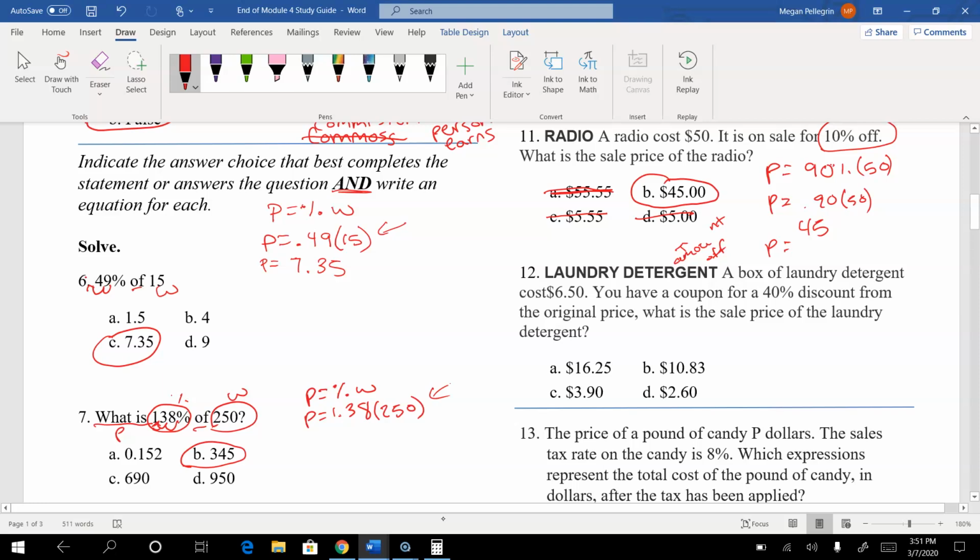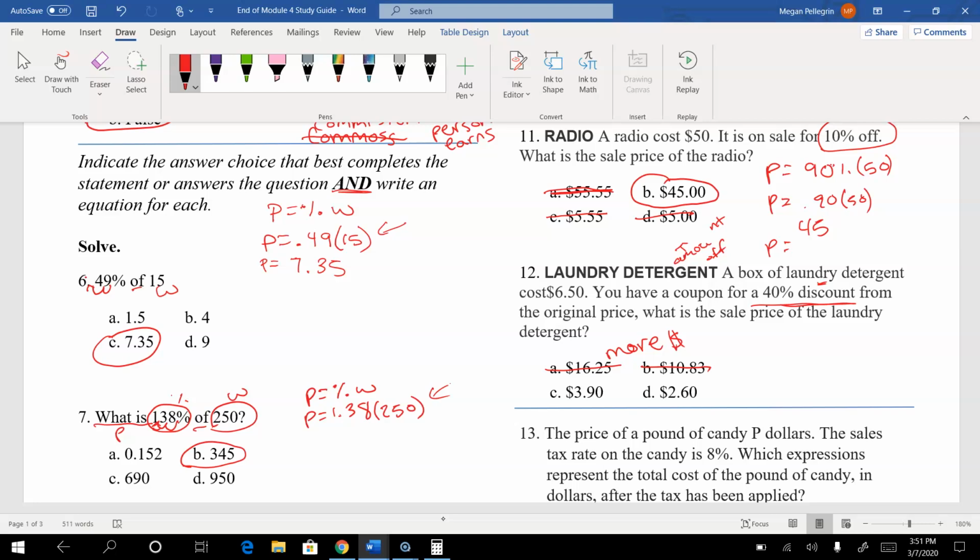Okay, number 12, a box of laundry detergent costs $6.50. You have a coupon for a 40% discount from the original price. What is the sale price of that laundry detergent? Okay, if it only costs $6.50 and you have 40% discount, meaning you're taking it off, so it can't be more expensive. Again, it can't be more expensive. So both of these were more money. That's why we eliminated them.